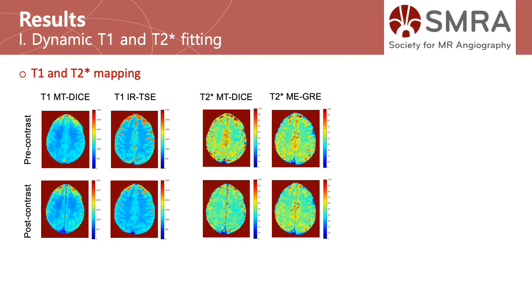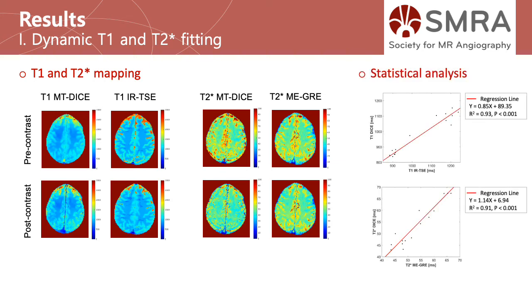Then follow the results of dynamic T1 and T2* fitting. Here are some example pre- and post-contrast T1 and T2* maps acquired by MT-DICE and reference mapping sequences with matched protocols. Statistical analysis demonstrates good agreement between MT-DICE and the corresponding reference sequences.